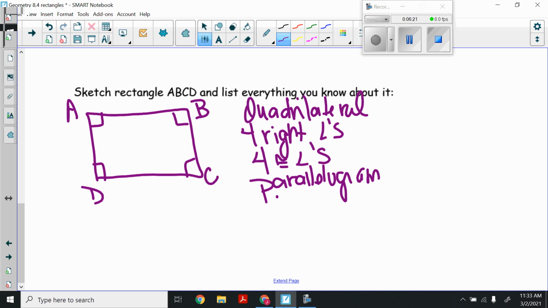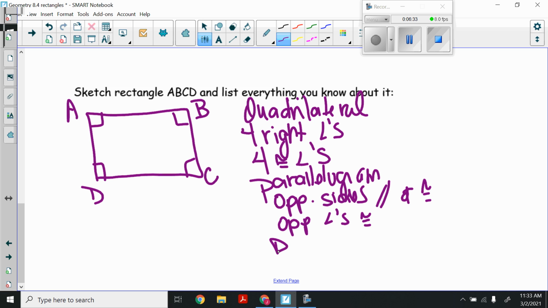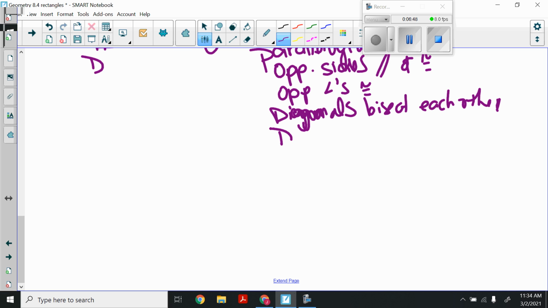Since I know it's a parallelogram, I know that it has opposite sides parallel and congruent. I know that it has opposite angles congruent. I know that the diagonals, spelled that wrong, bisect each other. Then I also know that my diagonals are congruent in a rectangle.